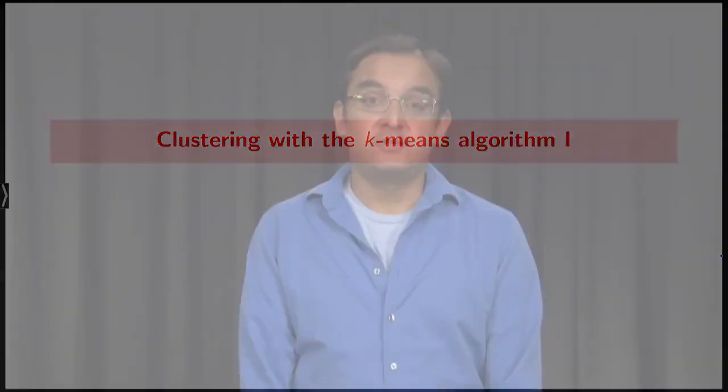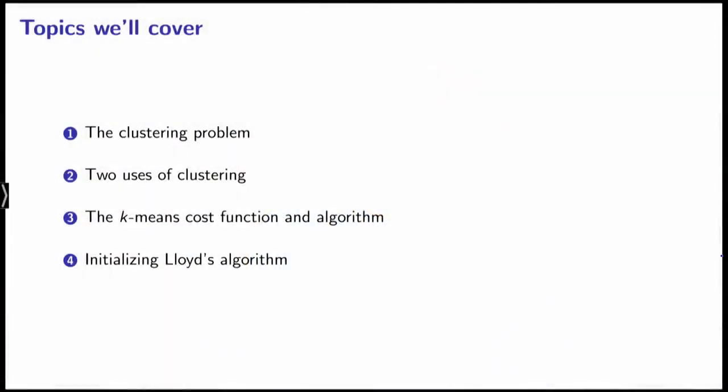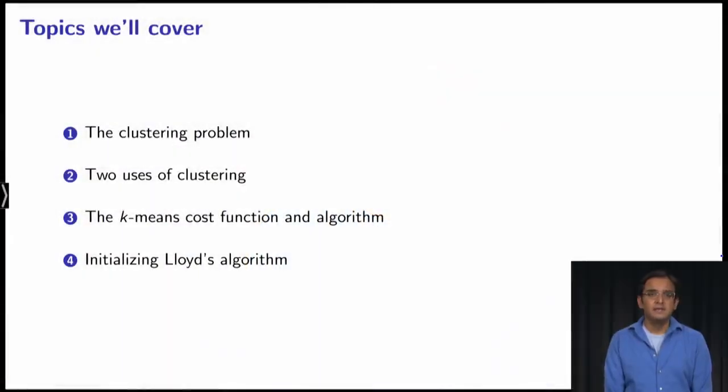Our first big topic in representation learning is going to be clustering. So what we'll do today is to define what clustering is, and then look at two rather distinct ways in which clustering gets used. Then we'll introduce the immensely popular k-means cost function and the accompanying algorithm.